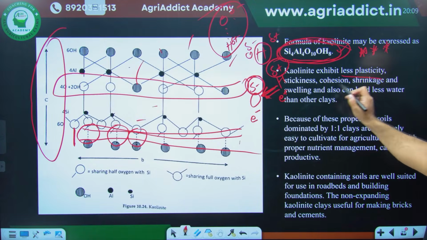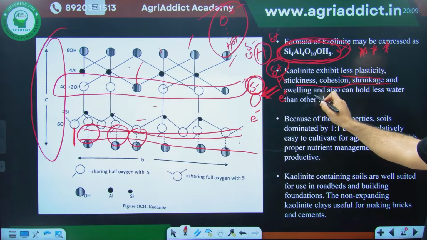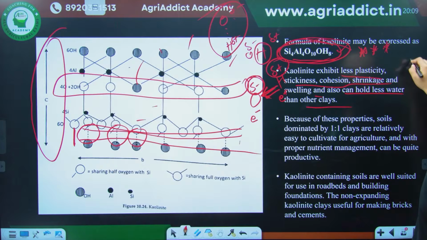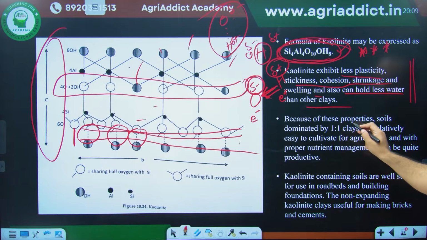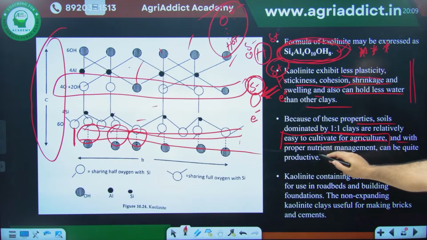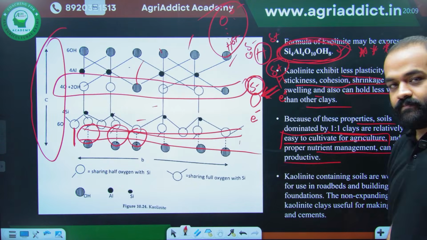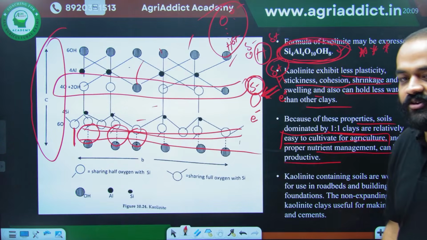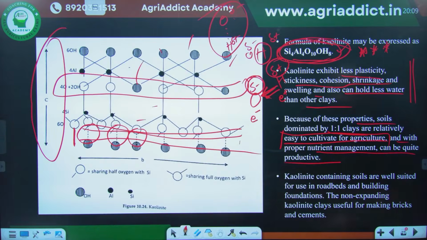Kaolinite exhibits less plasticity, stickiness, cohesion, shrinkage and swelling, and also can hold less water than other clays. This is known to everyone, nothing new. Because of this property, soils dominated by 1:1 clays are relatively easy to cultivate. Remember this. Easy to cultivate for agriculture, and with proper nutrient management can be quite productive. All these are lines of ICCS. I know all of you know. You must have read it many times.